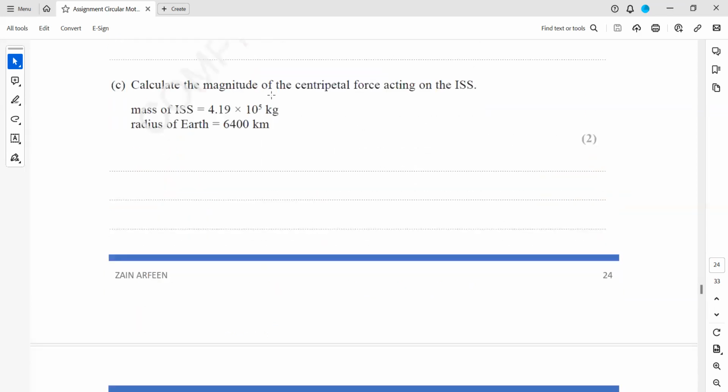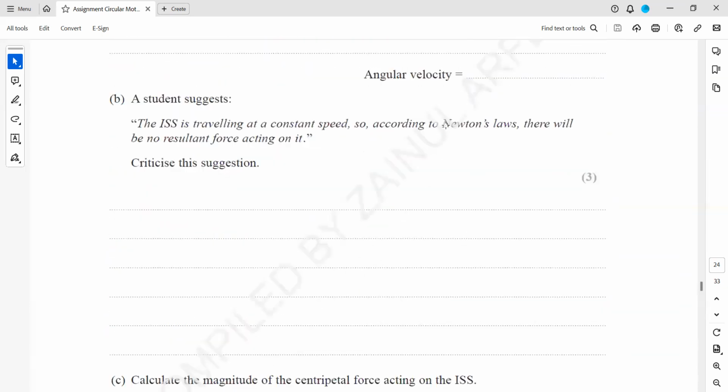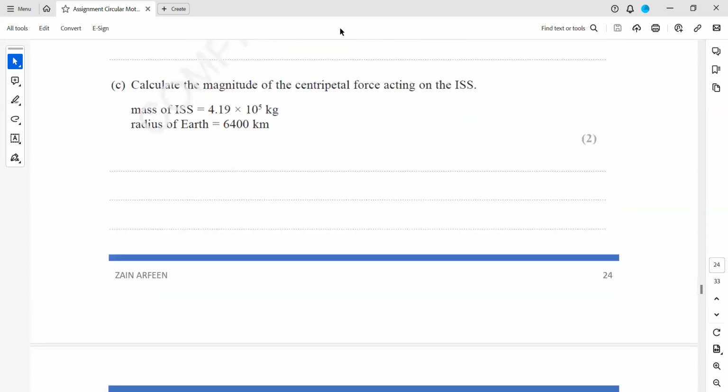Calculate the magnitude of the centripetal force. The mass of International Space Station is given, and the radius of the Earth is also given. And it is 400 kilometer above the Earth. So Earth is there, and say this is International Space Station, which is 400 kilometer above, and this one is the radius of the Earth, which is 6,400 kilometer. We need the magnitude of the centripetal force.